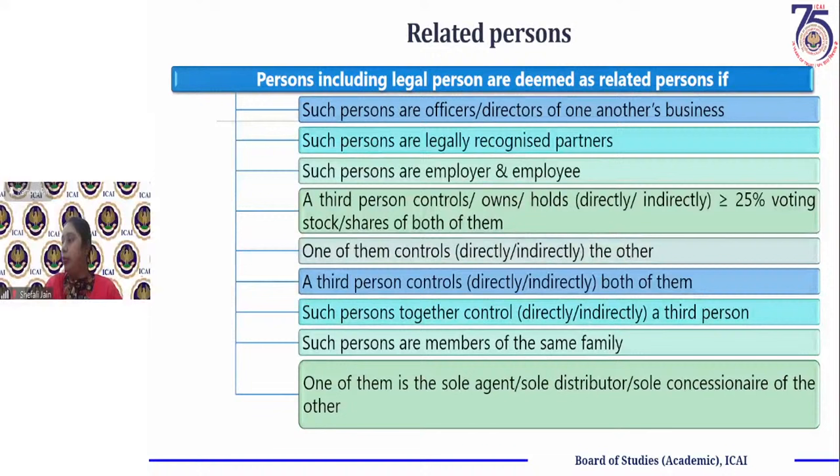On the officers and directors point, somebody wants to know again. The first clause says such persons are officers or directors of one another's business. Take an example: suppose A has a proprietorship firm, and in that B is an officer. B is an employee working there. Similarly, B also has his own proprietorship firm, in which A is an officer. So these two proprietorship firms shall be related to each other.